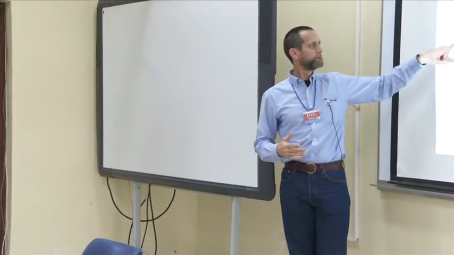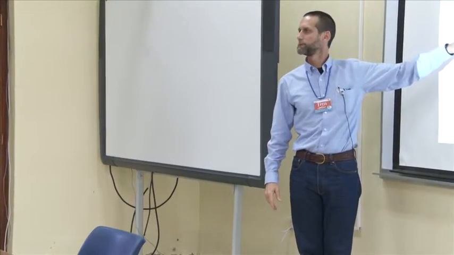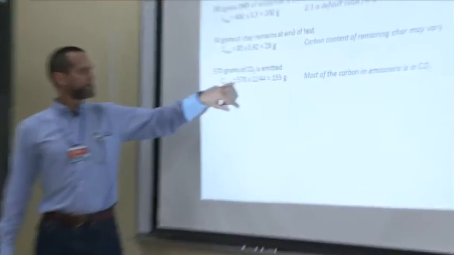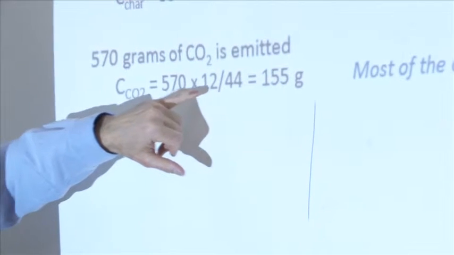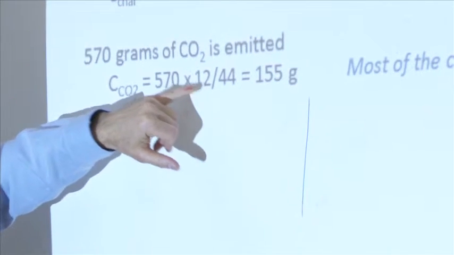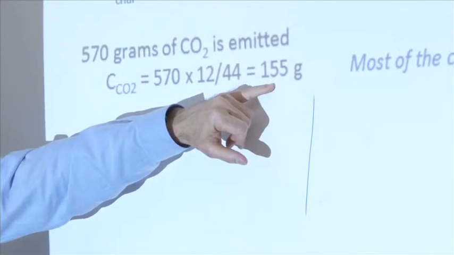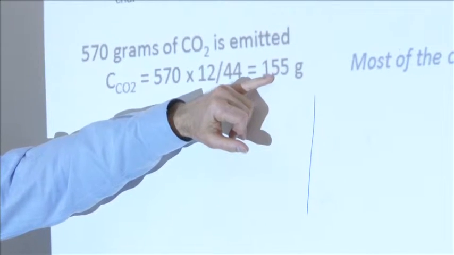Okay, so the LEM system's software will do the calculations and will tell you that your test has produced 570 grams of CO2. And then it's easy to do this calculation: just multiply 570 times 12 over 44. That's just the molecular weight of carbon divided by the molecular weight of CO2. So that means that you have 155 grams of carbon in the CO2. And most of the carbon that's in the emissions is in the CO2. So you started with 200 grams in the fuel, you have 28 grams left over, and 155 comes out in the CO2.